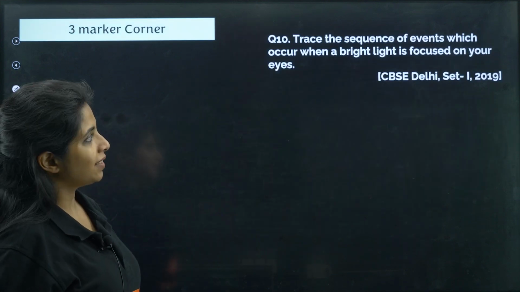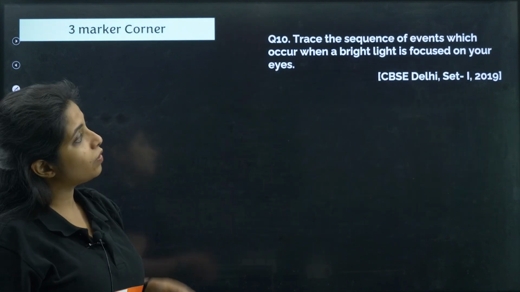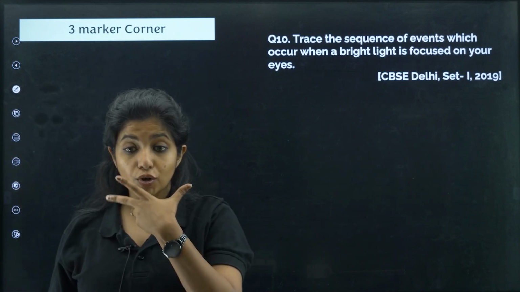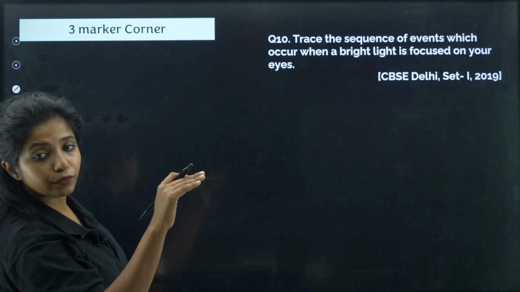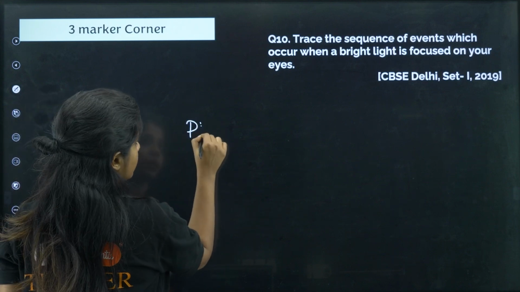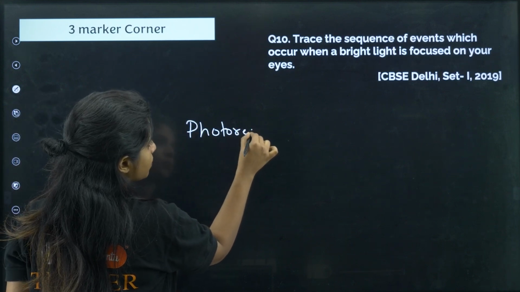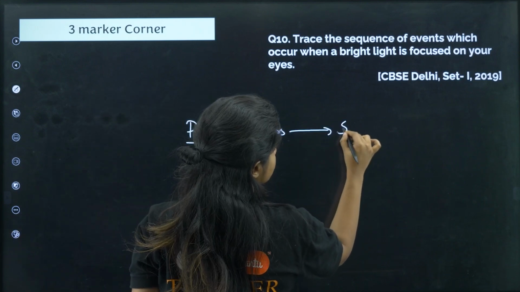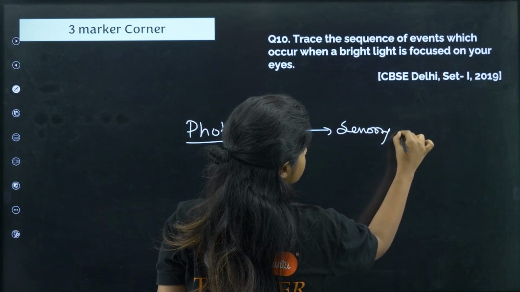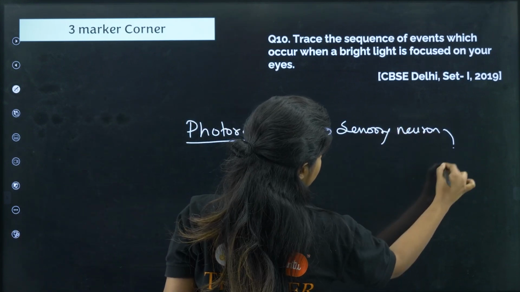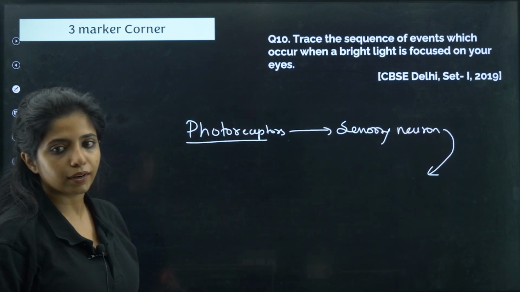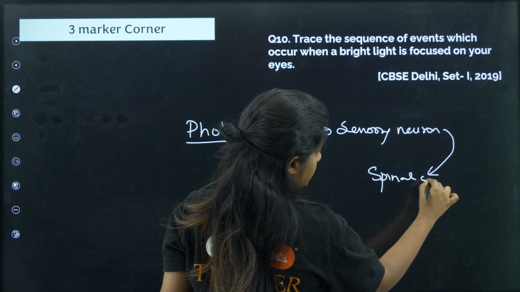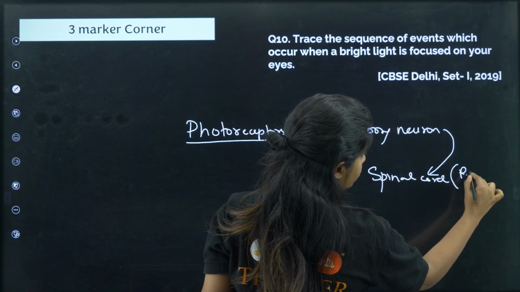Chalo, next. 10th. Trace the sequence of events which occur when a bright light is focused on your eyes. When a bright light is focused on your eyes, what happens, student? What is the sequence of events that will happen? Receptors. What receptors? In our eyes, we have photoreceptors that get active. These photoreceptors would be sending the signal via a sensory neuron. To where? Basically, your spinal cord. Inside the spinal cord, what do you have? You have relay neuron.